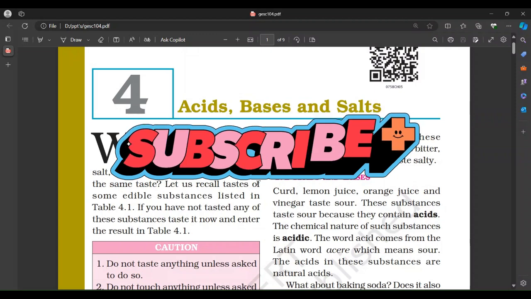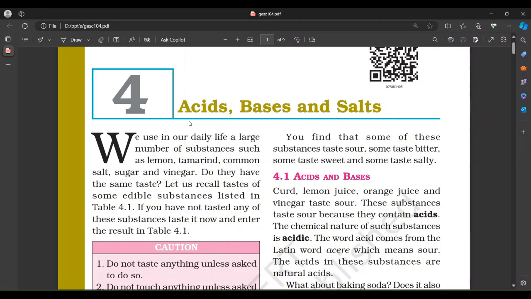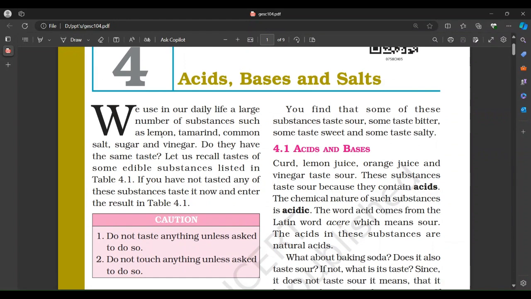So today we are going to start the fourth chapter, acids, bases and salts. We use in our daily life a large number of substances such as lemon, tamarind, common salt, sugar, vinegar. Do they have the same taste? No. Lemon has a sour taste. Even tamarind has a sour taste. Common salt has a salty taste. Sugar has a sweet taste, and vinegar again has a sour taste. So they have different tastes.